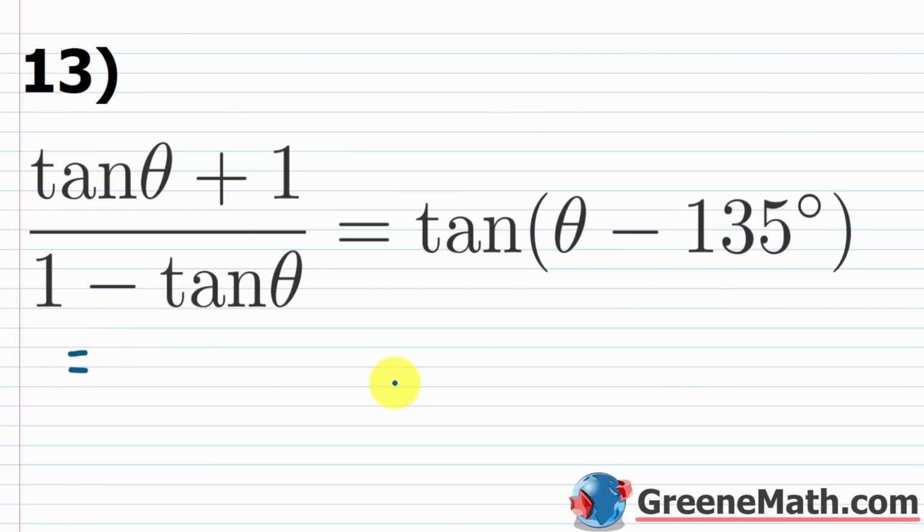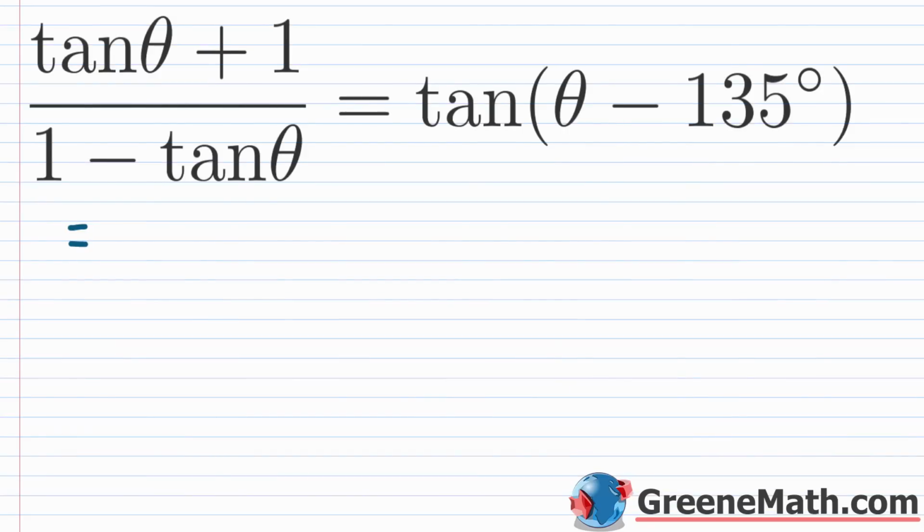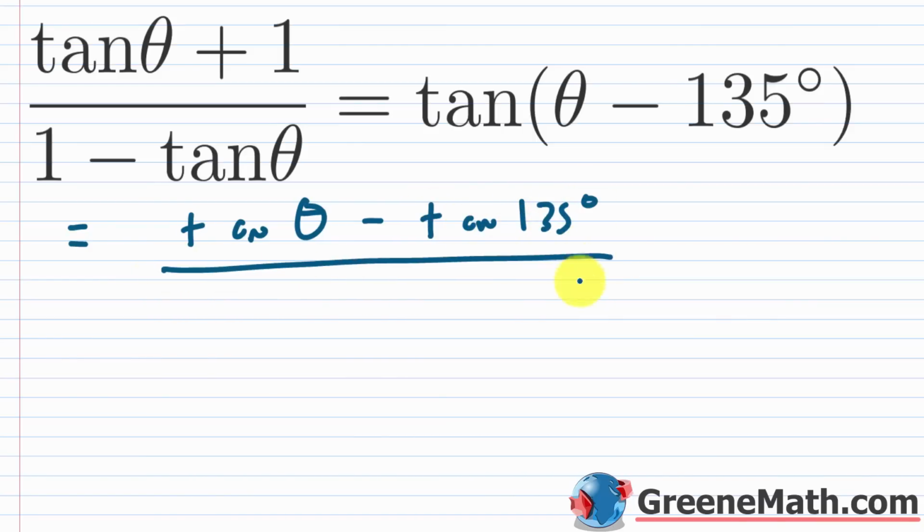Let me put my equals all the way over here. And I'm going to use my difference identity for tangent. So let me scroll down just a little bit. And I'll start off by saying this is the tangent of theta. Again, this sign always matches. So this is a minus the tangent of 135 degrees. And then over, you're going to have your 1. And again, this sign is always different from this sign. So this is a plus. And you're going to multiply this by this. So the tangent of theta then times the tangent of 135 degrees.